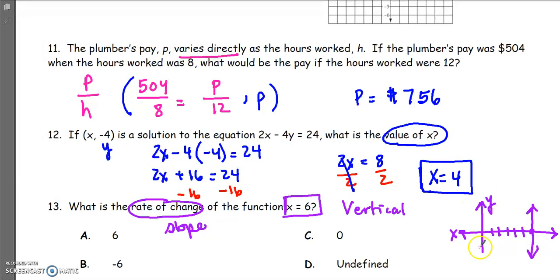This is my y. So if it's a vertical line, remember our slope man. We draw his face. This is a positive slope. This is a negative slope. This is an undefined slope. And this is a slope of 0. So it is a vertical line, so it is an undefined slope. So my answer for 13 is going to be D.